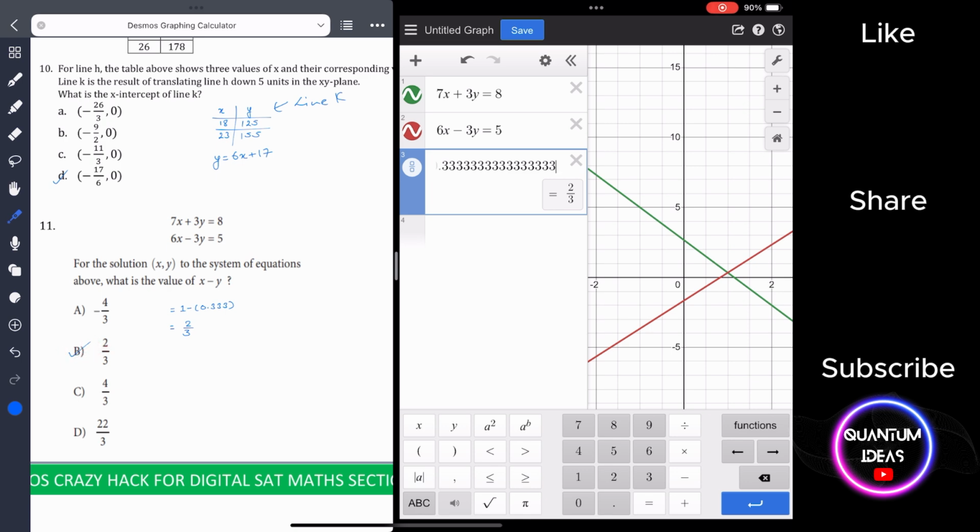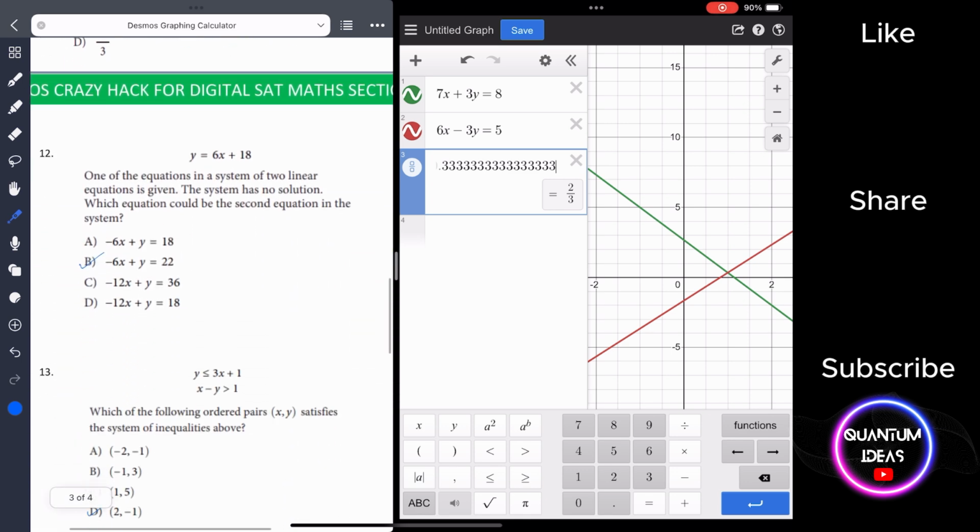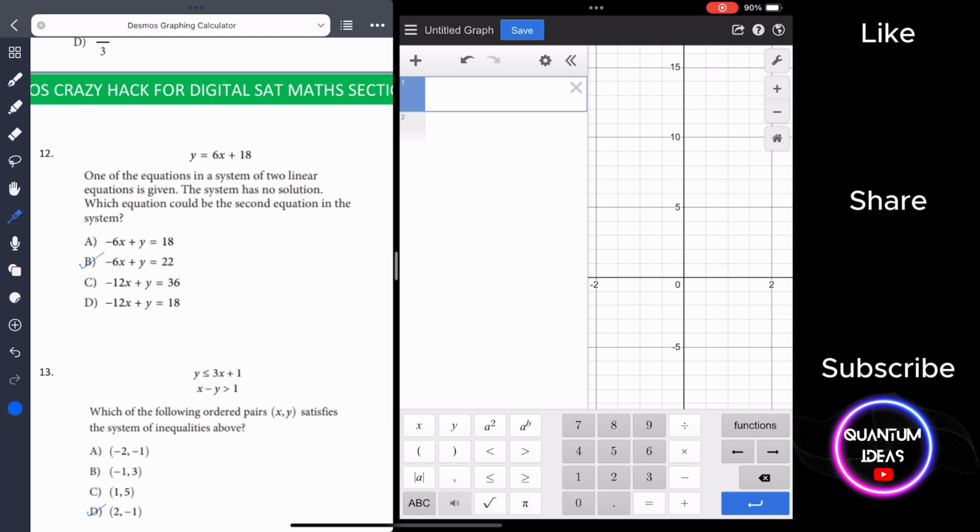So let's go to number 12. Let's see the question. Y equals 6x plus 18. One equation in a system of two linear equations is given. The other is among these four options. The system has no solution. Which equation could be the second equation in the system?